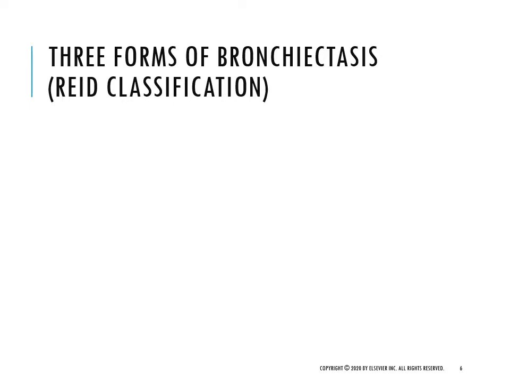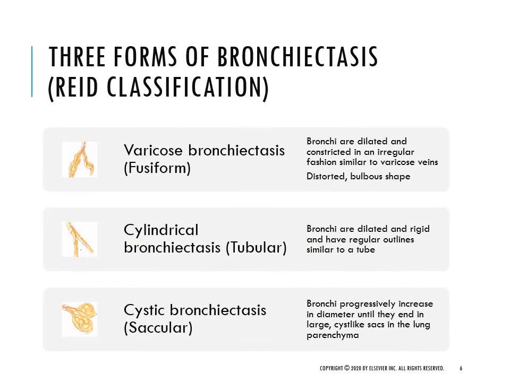Let's look at the Reid classifications of bronchiectasis. Varicose or fusiform bronchiectasis are bronchi that are dilated, as we've said before, and constricted in an irregular fashion similar to varicose veins. They're distorted and bulbous in shape. Cylindrical or tubular bronchiectasis are bronchi that are dilated and rigid and have regular outlines similar to a tube. Cystic or saccular bronchiectasis are bronchi that progressively increase in diameter until they end in a large cyst-like sac in the lung tissue.